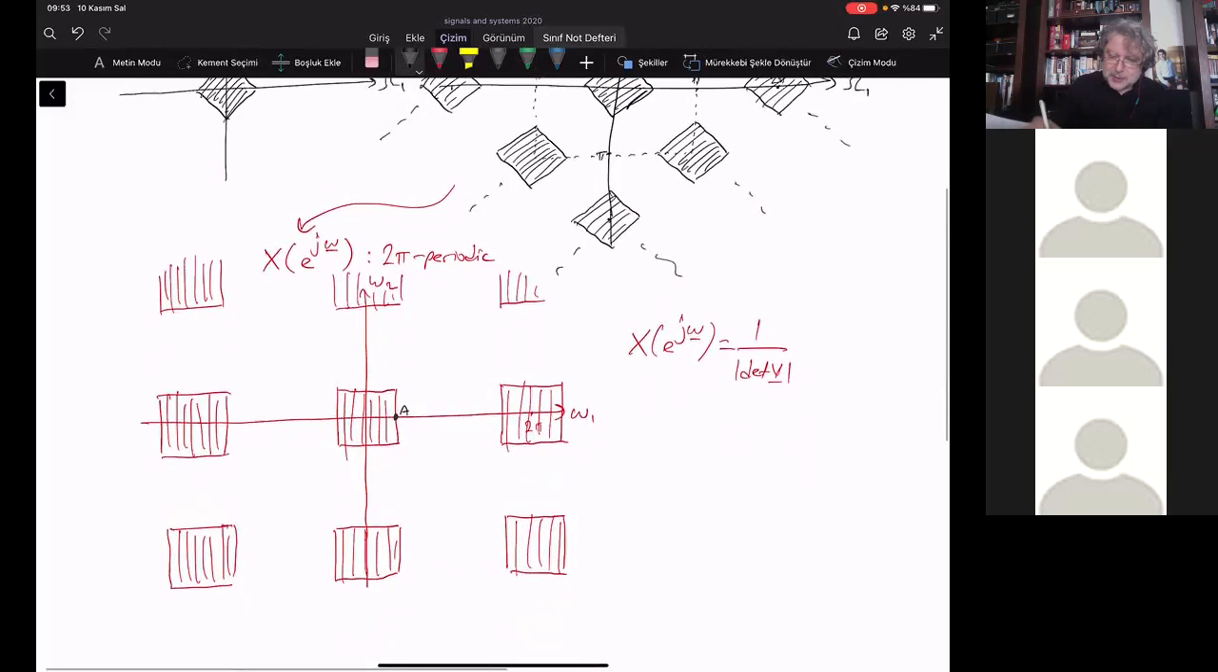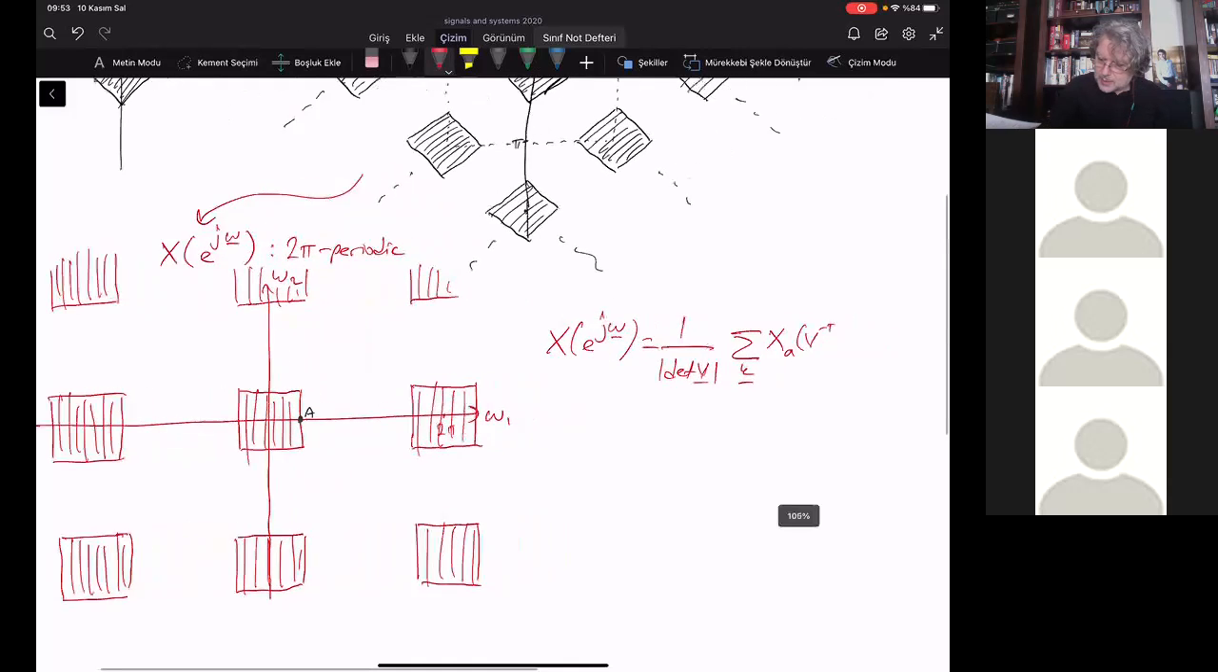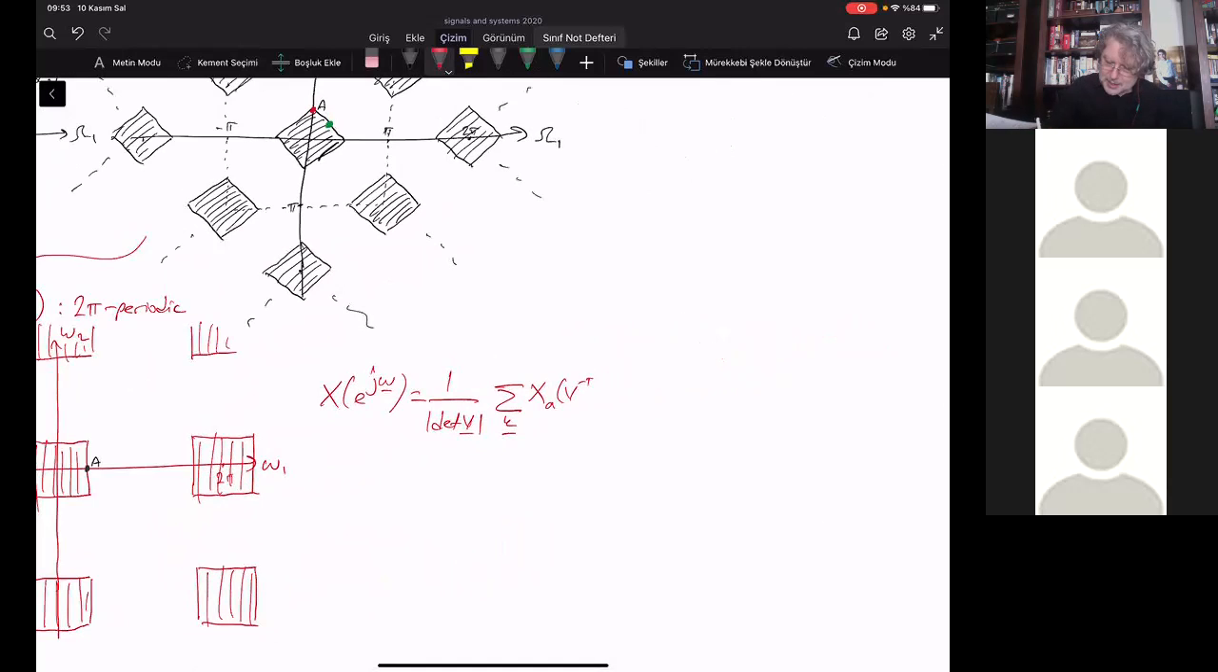Now let me continue with the formula x of e to the j omega. If that V matrix is arbitrarily selected in another way, as long as it is non-singular, you can make a sampling with that, although it will probably be useless sampling. So x of e to the j omega is equal to, for all k, the x analog of v inverse transpose times omega minus 2 pi k, where, of course, k is an integer vector. So I'm making these replicas.